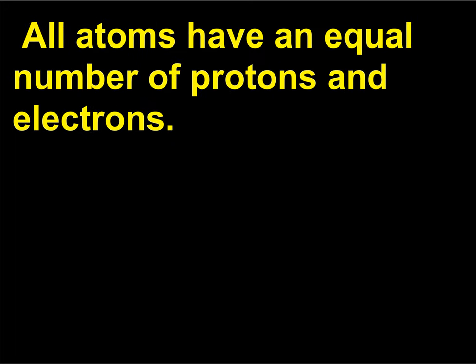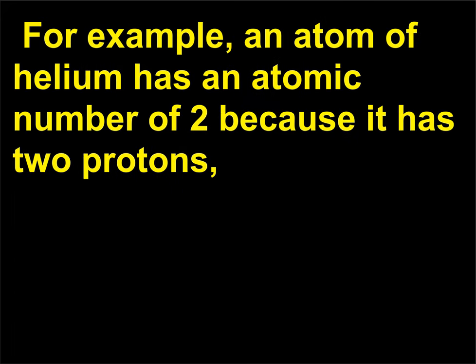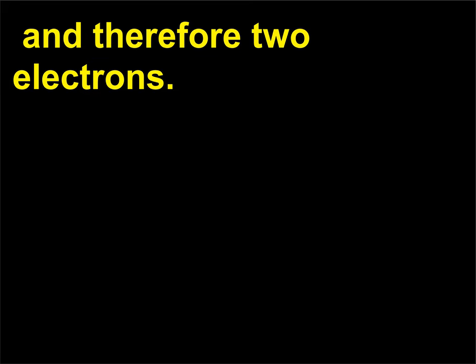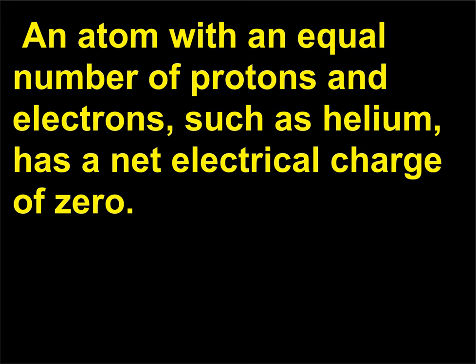All atoms have an equal number of protons and electrons. For example, an atom of helium has an atomic number of 2 because it has 2 protons, and therefore 2 electrons. An atom with an equal number of protons and electrons, such as helium, has a net electrical charge of 0.